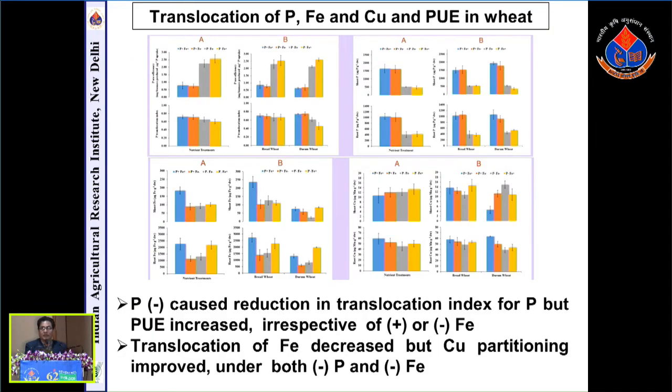And this is the data on the translocation of phosphorus, iron, and copper, and phosphorus absorption in wheat. They observed that under deficiency of phosphorus, there was a reduction in the transfer index for P, but the phosphorus use efficiency increased, irrespective of the presence of iron. Then the translocation of iron decreased, but copper partitioning improved under both minus P and minus Fe conditions.